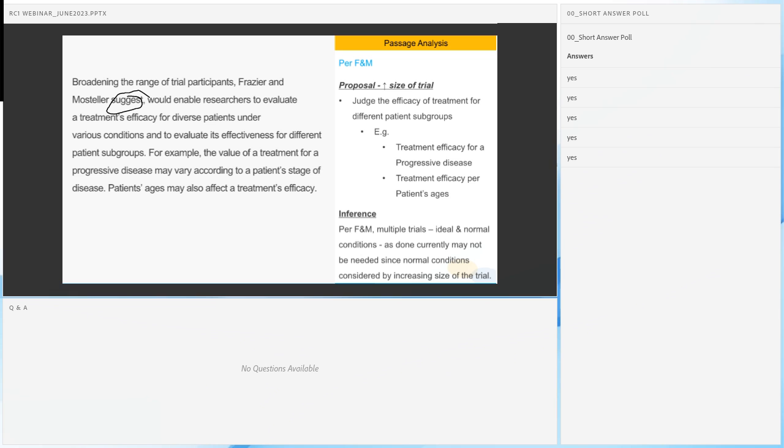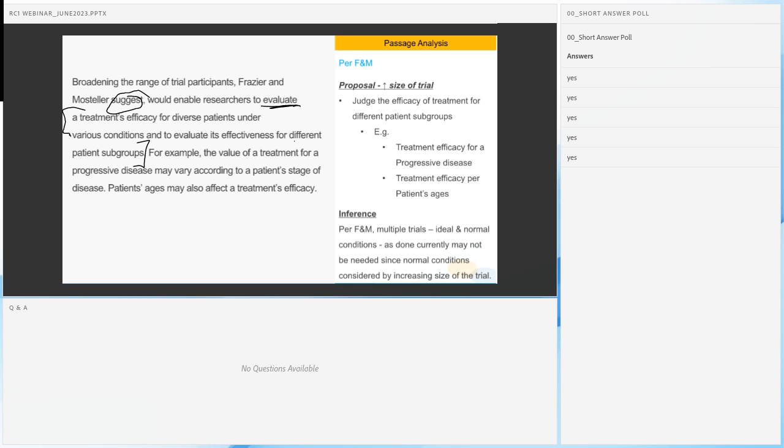FNM suggests would enable researchers to evaluate, which means figure out the pros and cons. Again, evaluate is a keyword. Treatment's efficacy for diverse patients under various conditions, and to evaluate its effectiveness for different patient subgroups. Again, this is an area where you don't want to be an engineer. All you have to take away from this is you'd be able to figure out how good a treatment is for different patients. That's all there is.